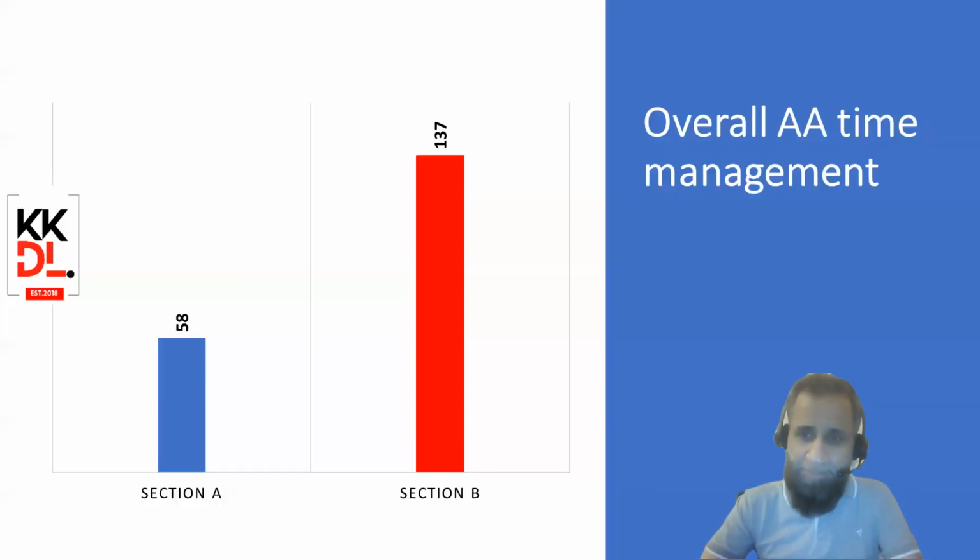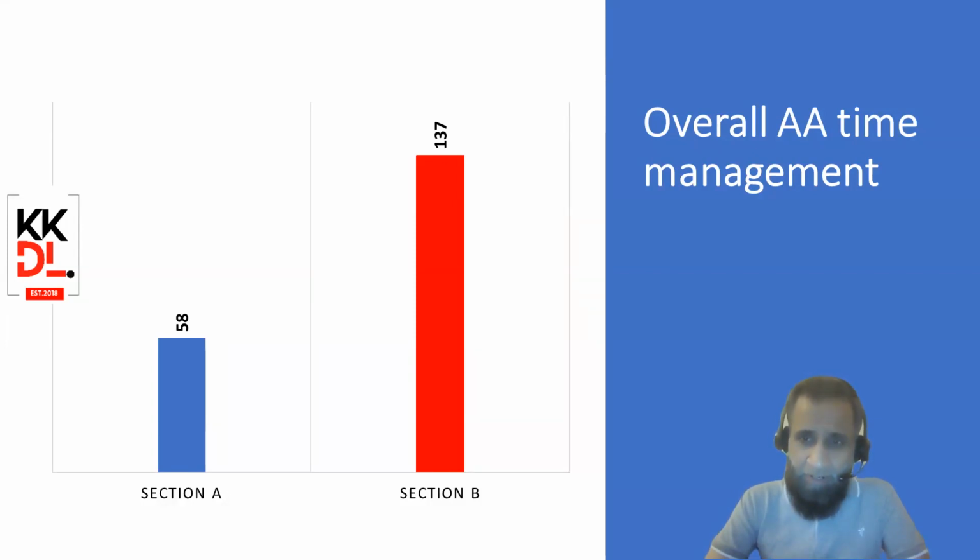Now, in terms of the time management for the AA paper, where you have 195 minutes, that is the total exam time. Section A should take 58 minutes. You can see the blue bar. And then the section B should take 137 minutes. You can see the red bar. Now, this is the overall time management for the AA paper. 137 minutes for section B and 58 minutes for section A.